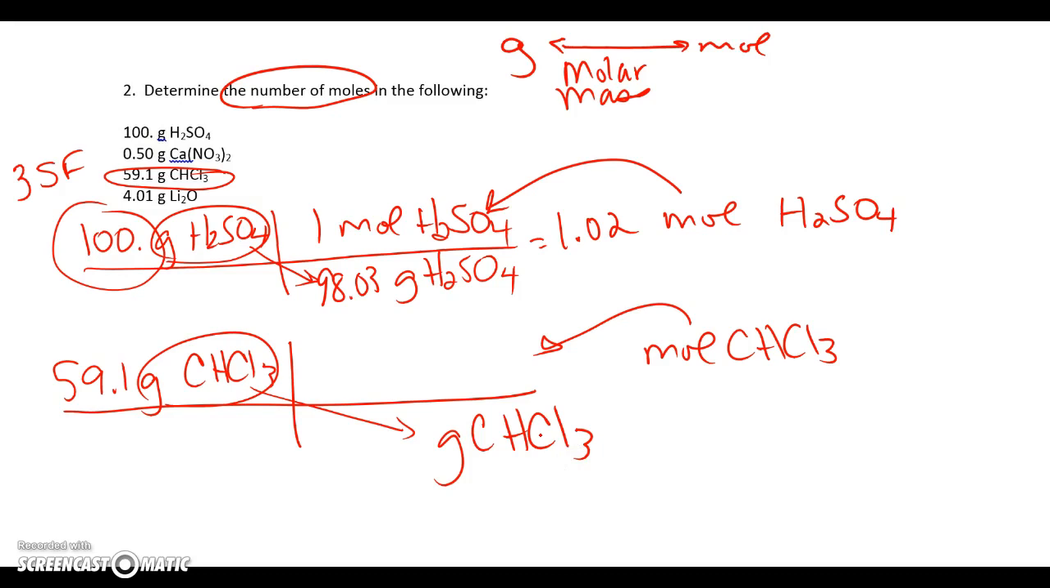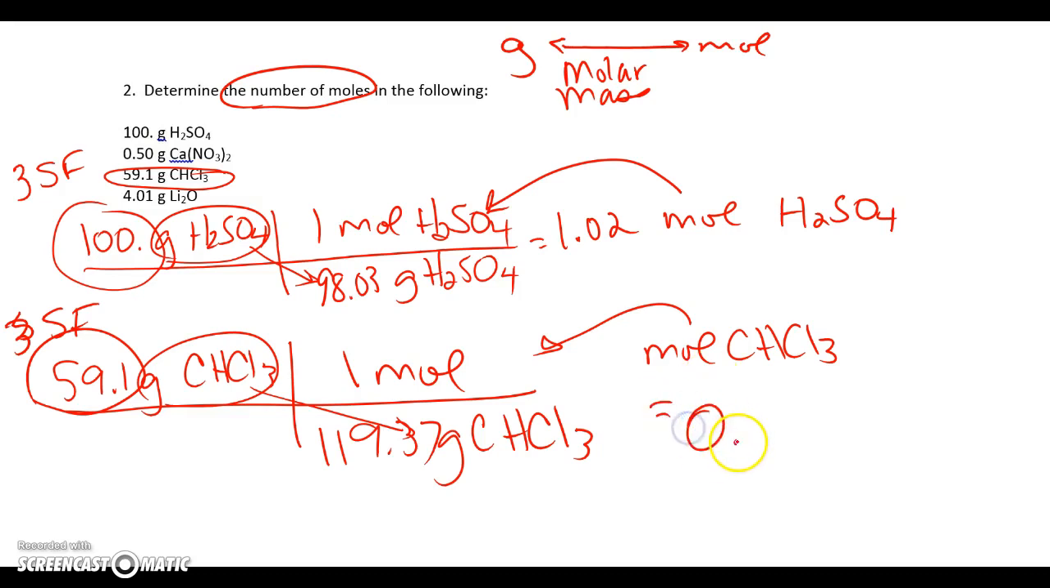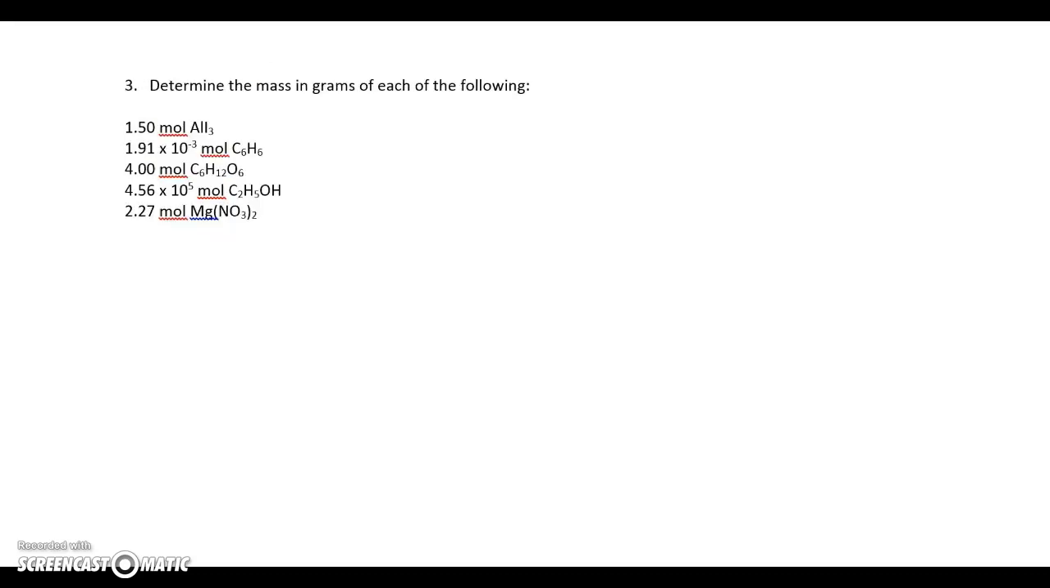Molar mass is always some number of grams per 1 mole. So I have calculated the molar mass of this compound, and it is 119.37. Notice, 3 sig figs. So my answer needs to have 3 sig figs. So 59.1 will be divided by 119.37, and my answer with 3 sig figs looks like this, 0.495 moles of CHCl3.